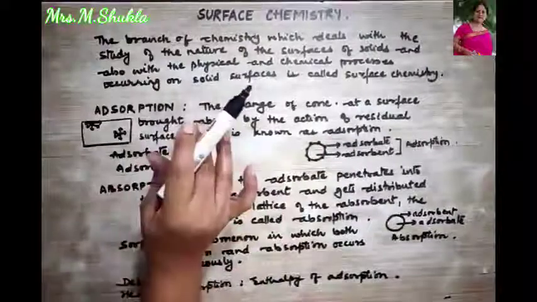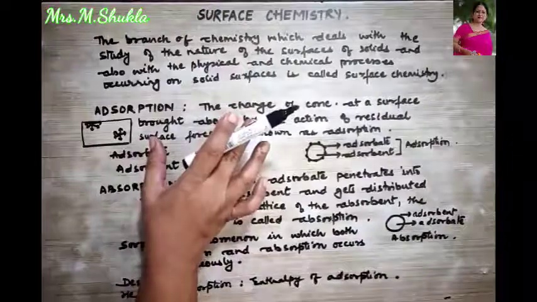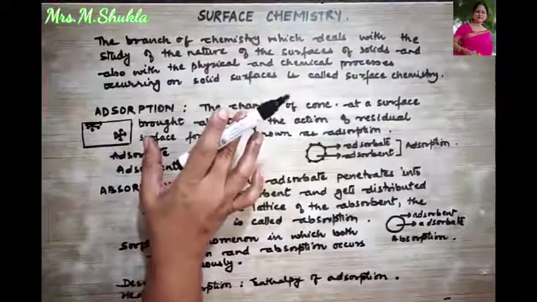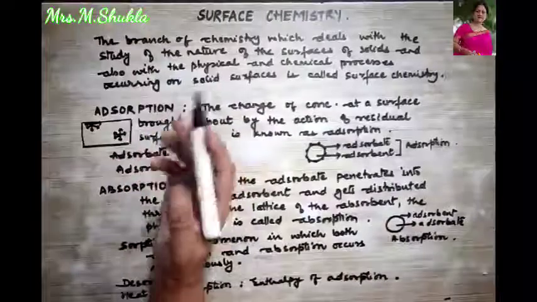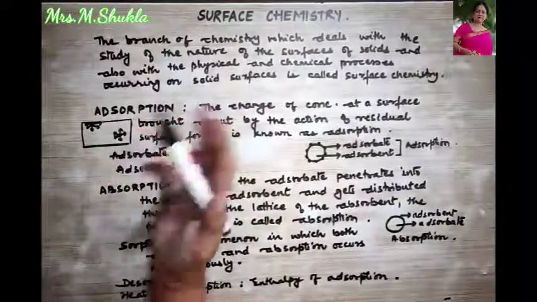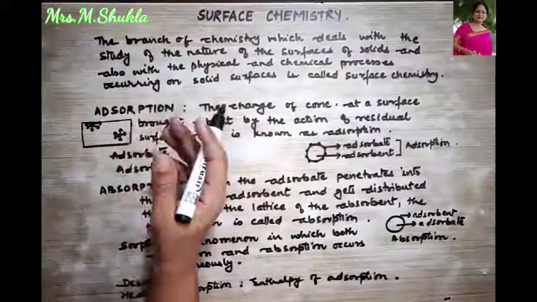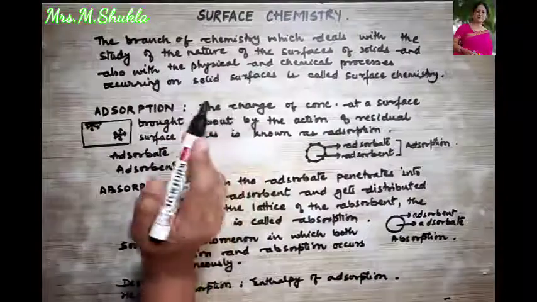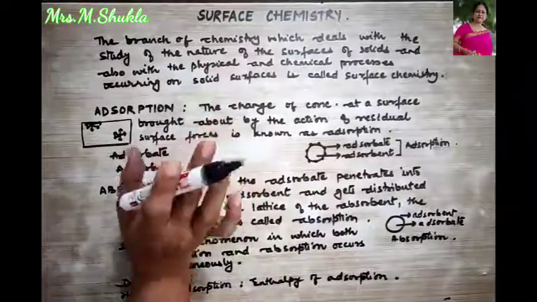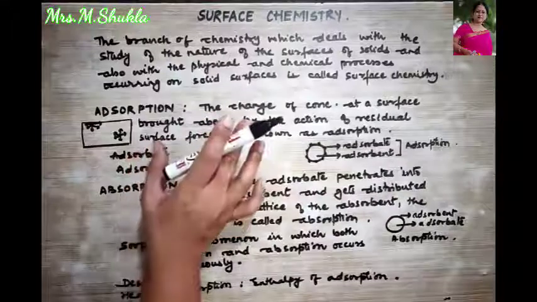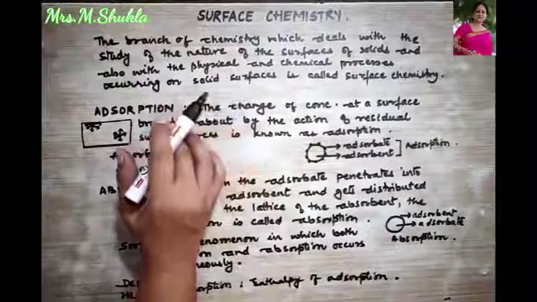There are several phenomena which can be explained only by taking into account the properties of some of the solid surfaces. The phenomenon of corrosion, right? A large number of chemical reactions in industries occur at the surface of a solid catalyst, and therefore the study of surface phenomena is of great importance in industries and even in day-to-day life.